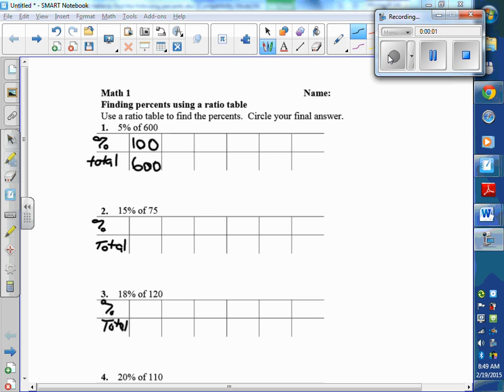The 100 to 5%. So I would start by dividing it by 10. Now you guys, raise your hand if you have a question and ask.